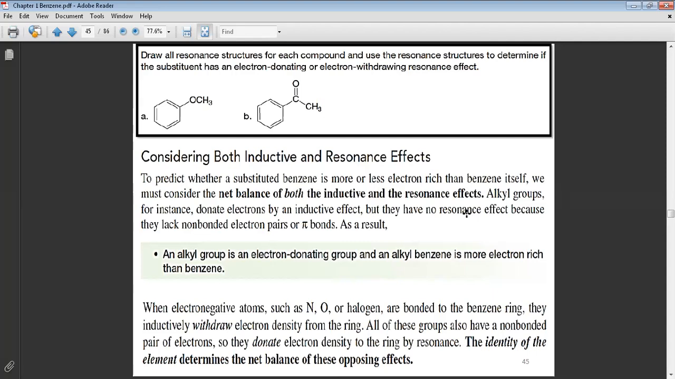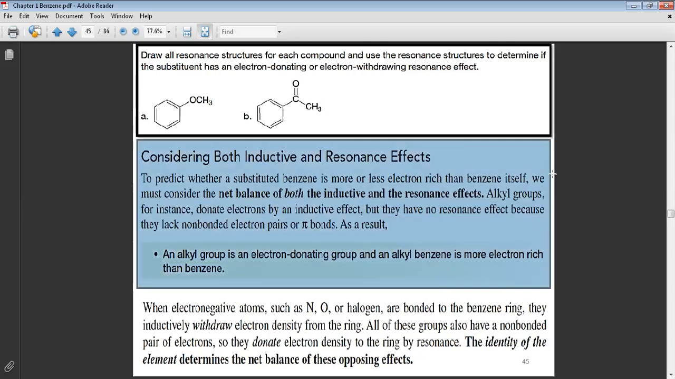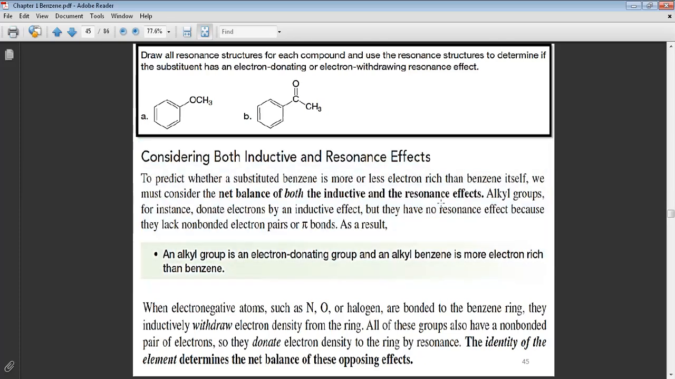Why no resonance? It is easy: there is no double bond and no lone pair of electrons on the carbon. That means there is no resonance, just the inductive effect. And all the time for the alkyl group, the inductive effect is donating, not withdrawing. Why donating? Because carbon has low electronegativity.